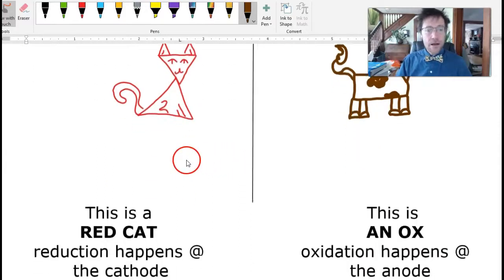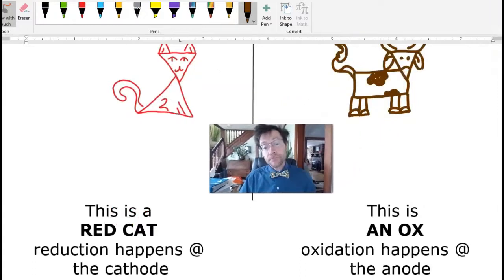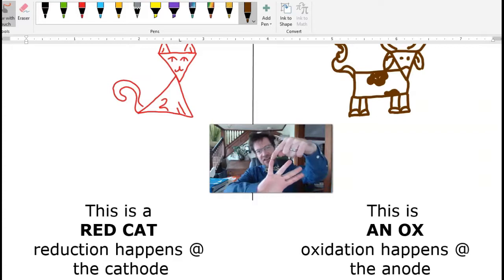What is this? This is a red cat. Red cat. That's an ox. See how it's a red cat. That's an ox. That's great. I love that. Oh, wait a minute. 5 pillars of knowledge. Leo says grr, electrons roll downhill. Red cat and ox. You have everything you need to know to be wildly successful in this chapter.